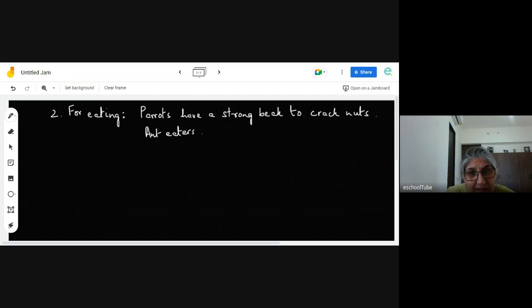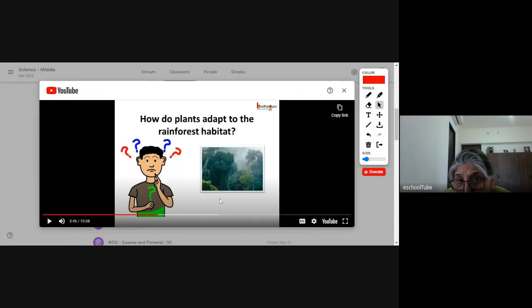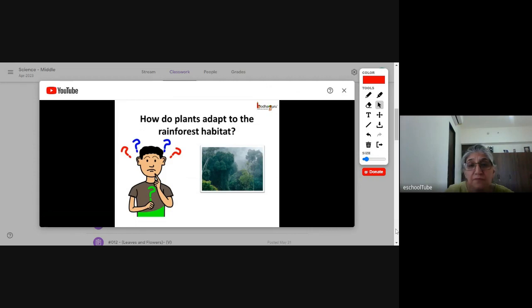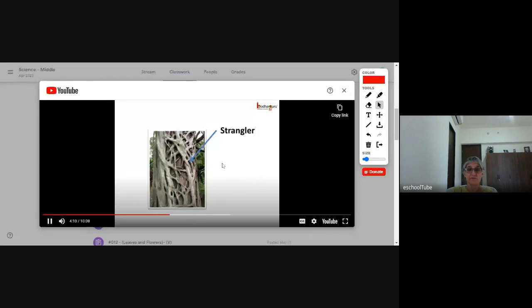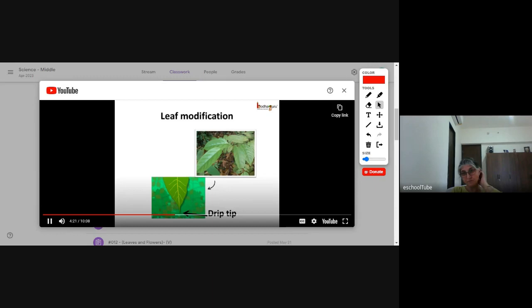Now let's watch again. And Himanshu, what are we going to do? How do plants adapt in the rainforest? Listen to it carefully. Rainforest habitat. Let us see. The top branches of the tall trees form a dense umbrella-like cover called canopy. This canopy prevents the sunlight from reaching the floor. Hence, very few plants are able to survive on the rainforest floor. There are few plants like the strangler and the lianas, etc., which try to reach the sunlight by creeping up the nearby trees. You know, the leaves of the rainforest trees have special pointed tip. This is because the rainwater runs down the leaf easily.